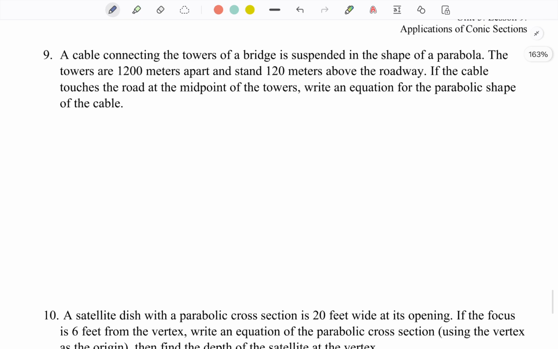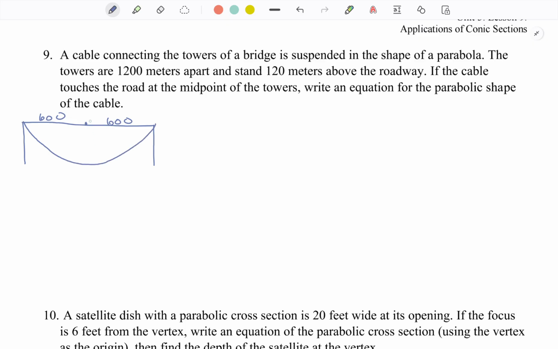So for number 9, we have a cable connecting the towers of a bridge, suspended in the shape of a parabola. The towers are 1,200 meters apart and stand 120 meters above the roadway. If the cable touches the road at the midpoint of the towers, write an equation for the parabolic shape of the cable. Okay, so if we call the distance between the tops of the two towers 600 on this side and 600 on this side, here are our two towers.